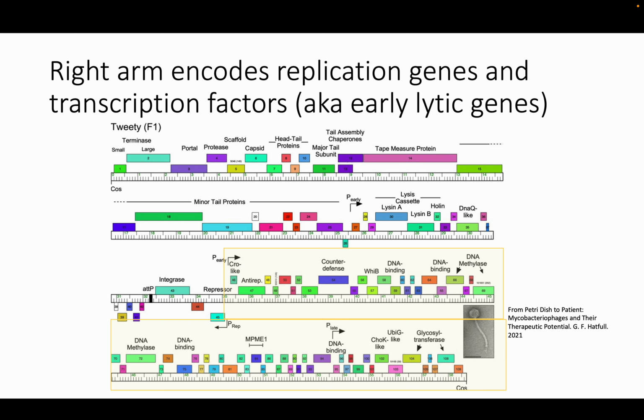The right arm of the genome encodes genes expressed during early lytic replication. These are usually transcription factors and genes involved in DNA metabolism, including DNA methylases. Although not seen in the Tweety genome, there are often genes that encode DNA polymerases, helicases, and primases.